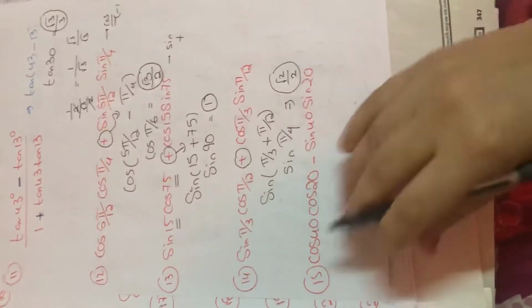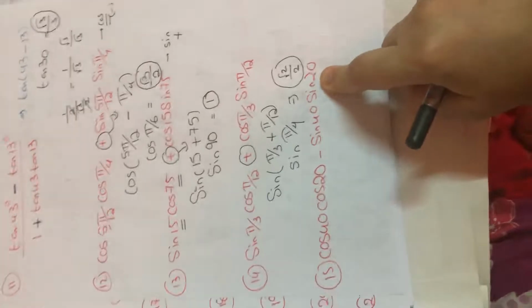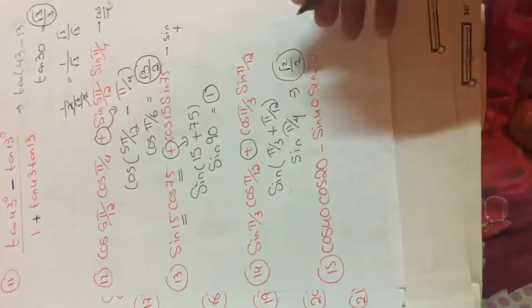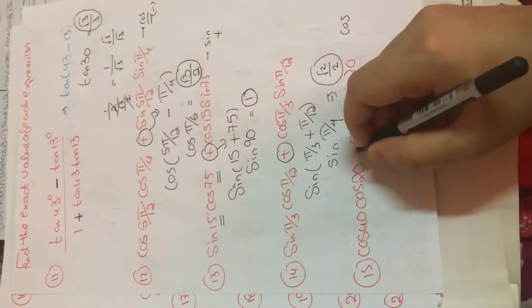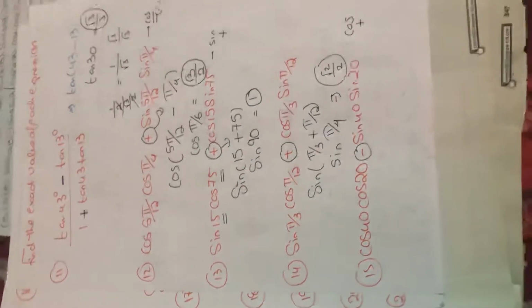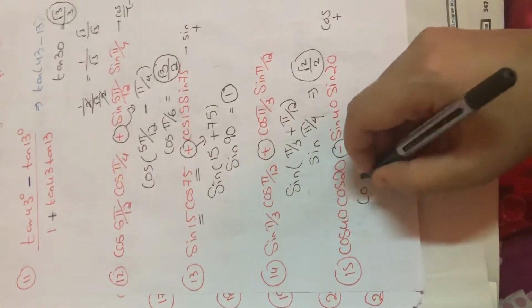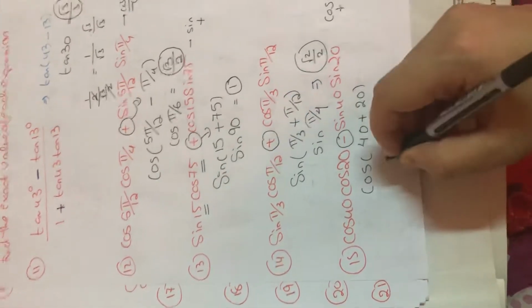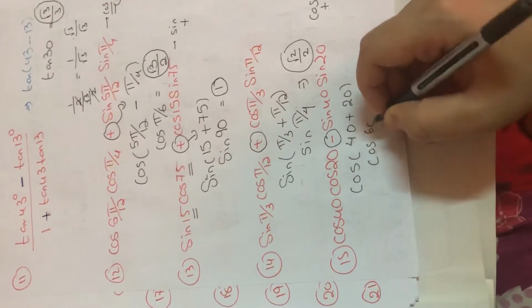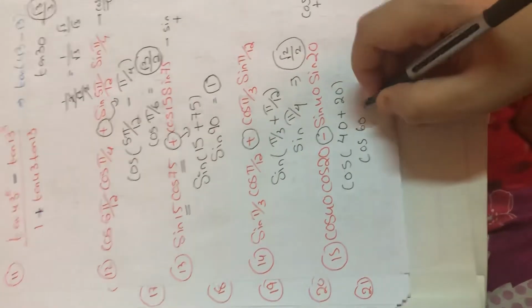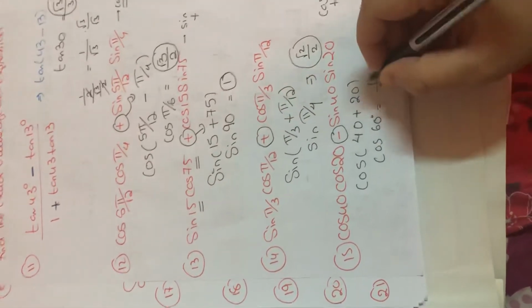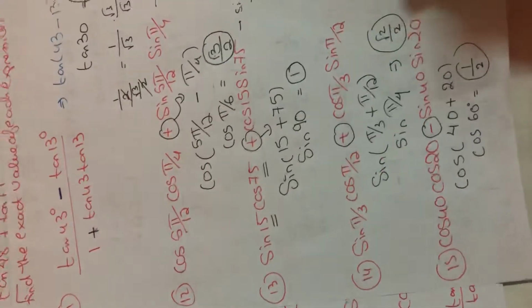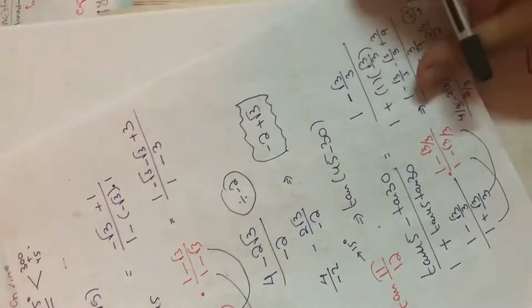So here I have a cosine function. Why? Because it's a cosine, cosine, sine, sine. So it's a cosine function, and in the cosine function, it's the opposite sign. So I'm going to use cosine 40 plus 20. And that's cosine 60, and cosine 60 is half. And this is the answer. So I think this is shorter than the previous questions, thinking about the angles and all that. Over here, it's very, very short.